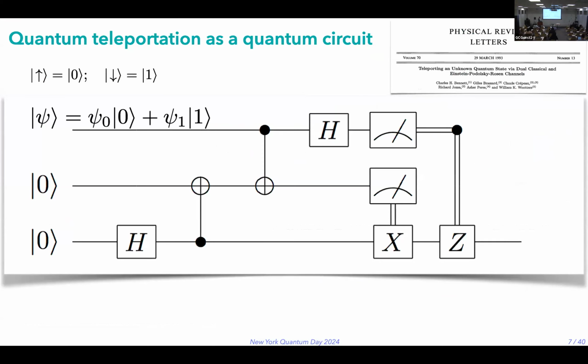Okay. So I'm going to tell you why we think we want to build computers with light. So this, you're very familiar. I know you're much more familiar with this than I am, actually. But this is a quantum circuit. This is a teleportation circuit.